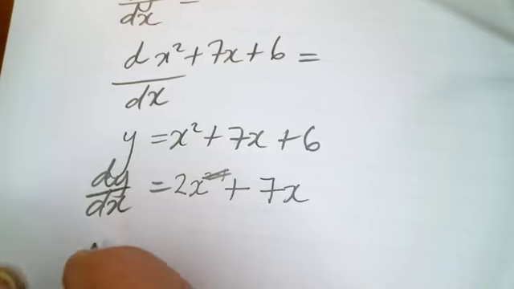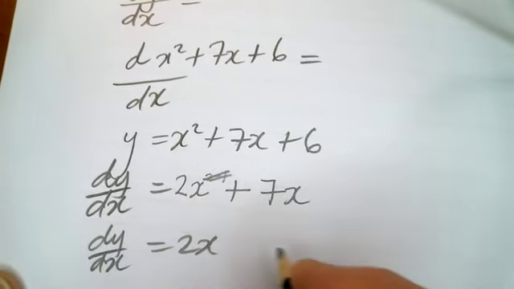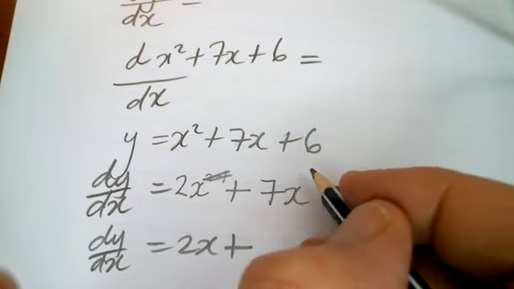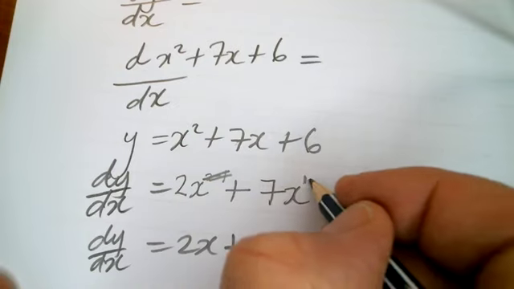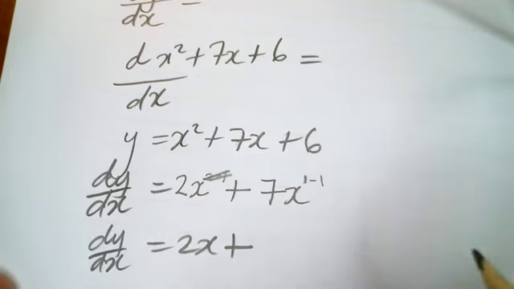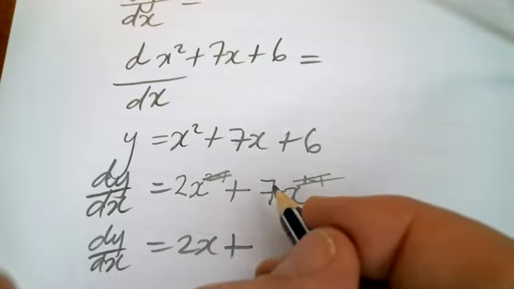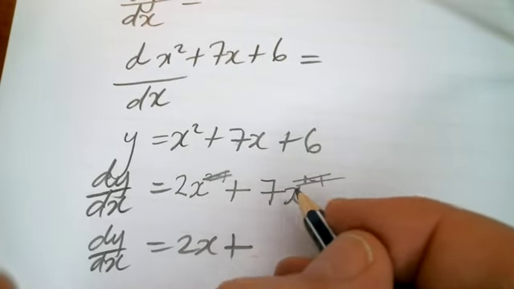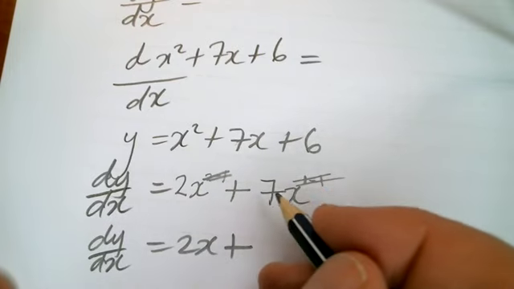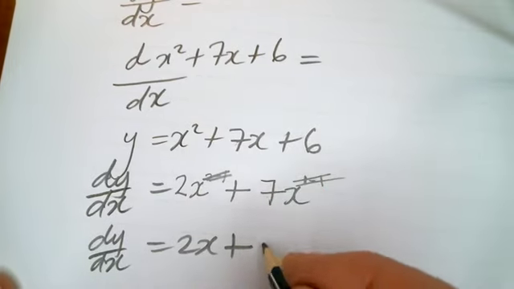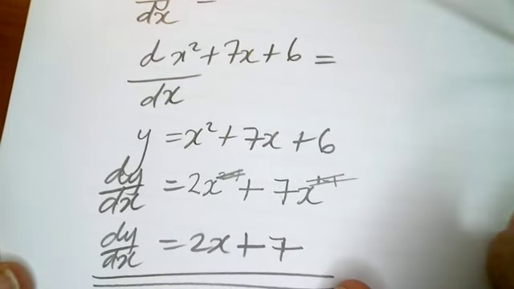And so we're going to end up with dy dx is equal to 2x plus, now this is a 1 at the moment, but we're going to reduce it by 1, so I'm going to make it minus 1. So 1 minus 1 is 0. Of course, we don't need to keep that there either. And 7x, well, x to the power of 0, anything to the power of 0 is just 1. So it's like saying 7 times 1. So it's going to be 7. And there is my completed differential.